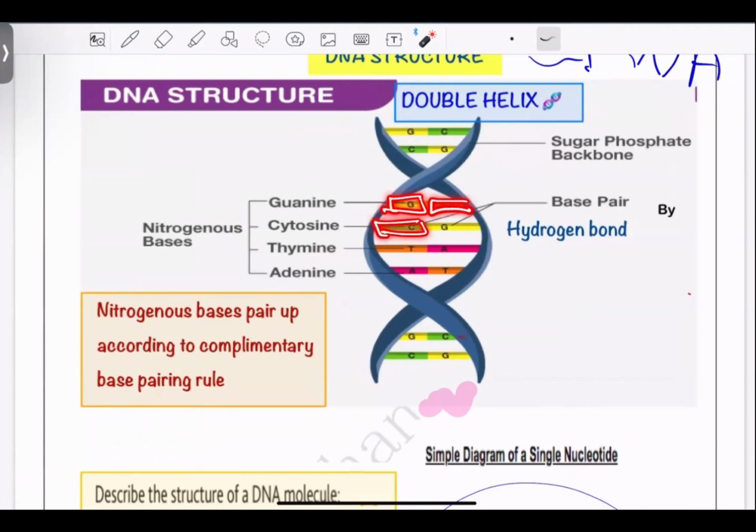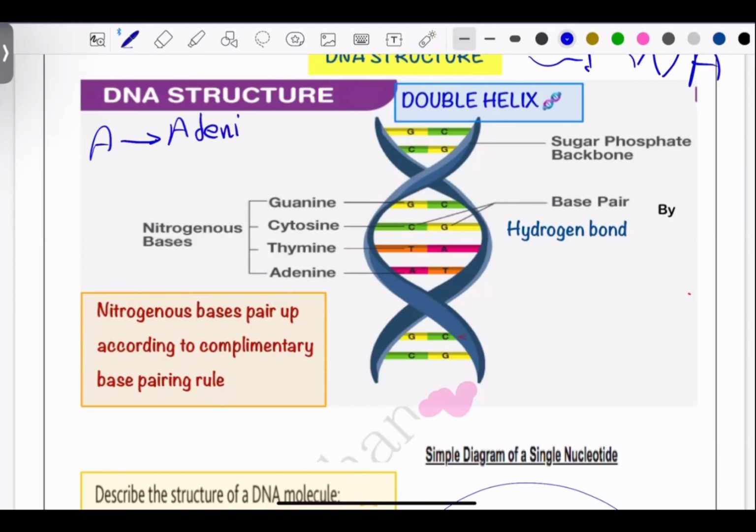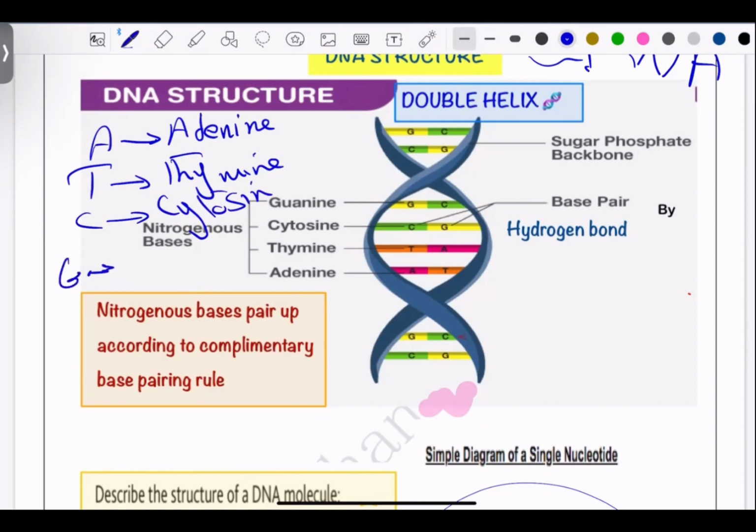Yes. How many nitrogenous bases do we have in DNA, girls? Four. Yes. We have A for what? Adenine. And T for thymine. And C for cytosine. And G for guanine. Yes, guanine. Adenine, thymine, cytosine, and guanine.